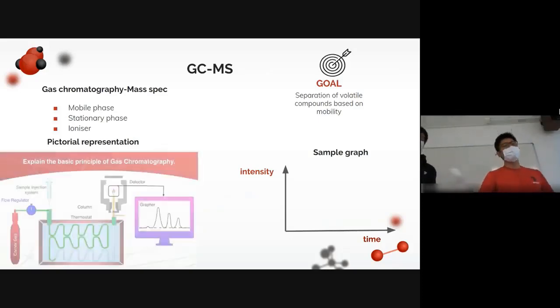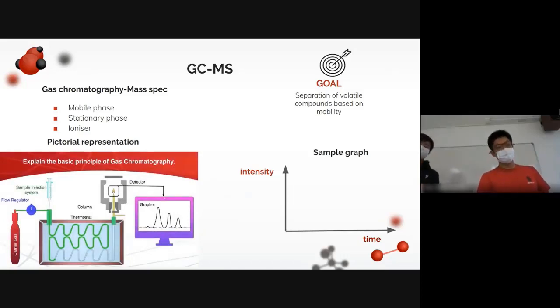So here's a pictorial representation of our gas chromatography machine. Firstly, there's a sample injection system where we mix our samples, such as urine or blood, I think, with a volatile compound such as hexane or benzene. After that, there's also a carrier gas which will carry our sample through the thermostat. The carrier gas must be an inert gas like helium or nitrogen, so you won't explode the whole thermostat, obviously. Then you go through this thermostat, which will cause the separation of these volatile compounds based on how fast they travel through it. Lastly, there is the ionizer, which will cause the separation of these compounds into electrons and cations, which reach the detector and cause all the peaks that you see.